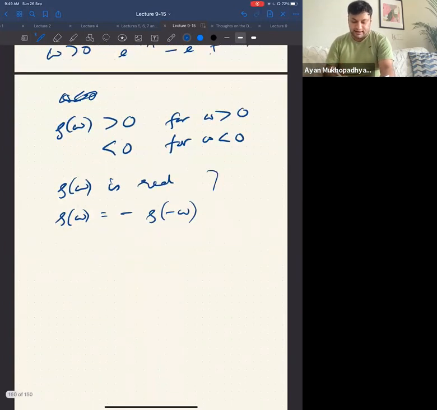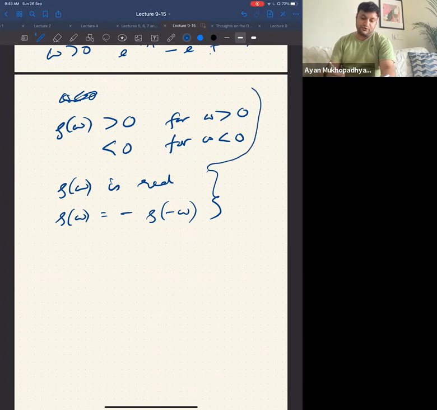Rho omega is real, and rho omega is equal to minus rho minus omega. These are the interesting properties of rho omega, and we will see it is very important to get some nice physical interpretation, which I'm coming to. But for the moment, these are simply mathematical properties of rho omega. Let us see something more generally.